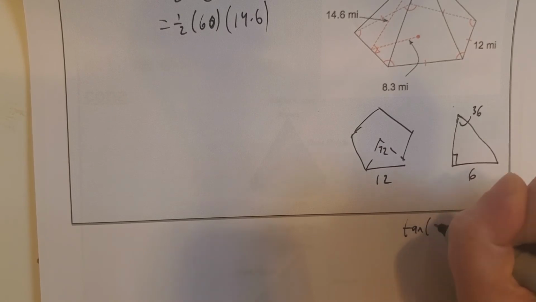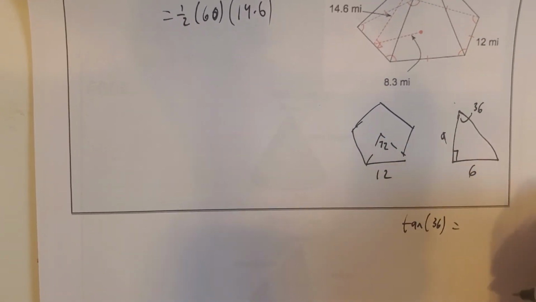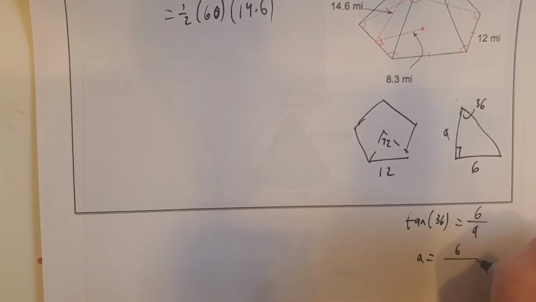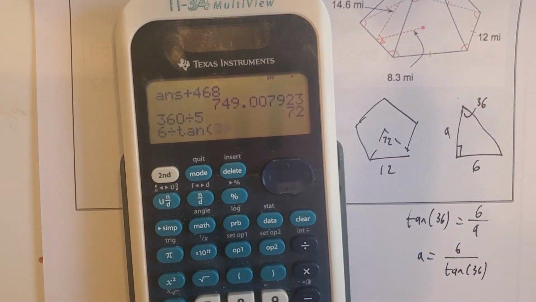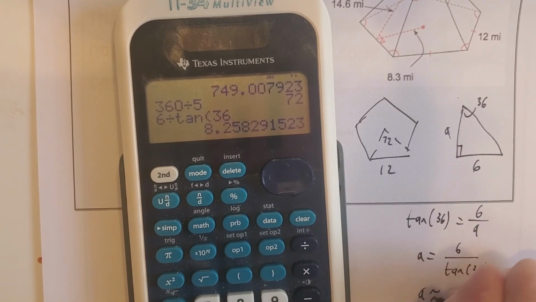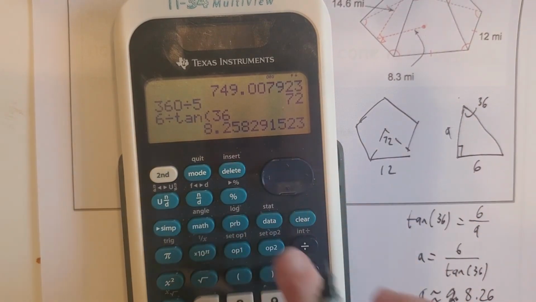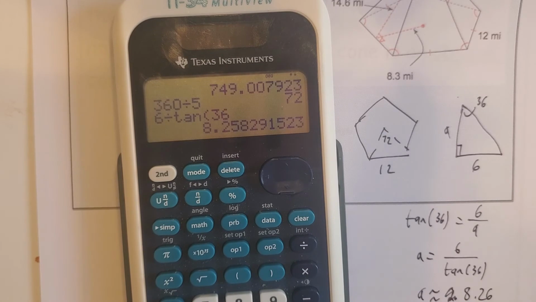So the tangent of the angle 36 is opposite over adjacent. So if this is the apothem, we'll call it A, 6 over A. So A is equal to 6 divided by the tangent of 36, which is approximately 8.26. I'm going to leave this in my calculator for as long as I can, so I don't write a huge long decimal on my paper. I am going to write 8.26 on my paper.